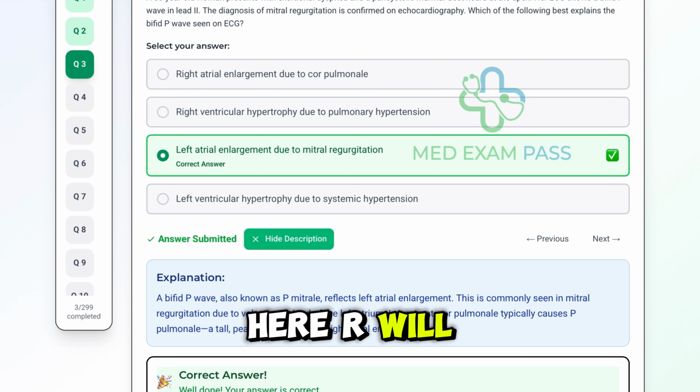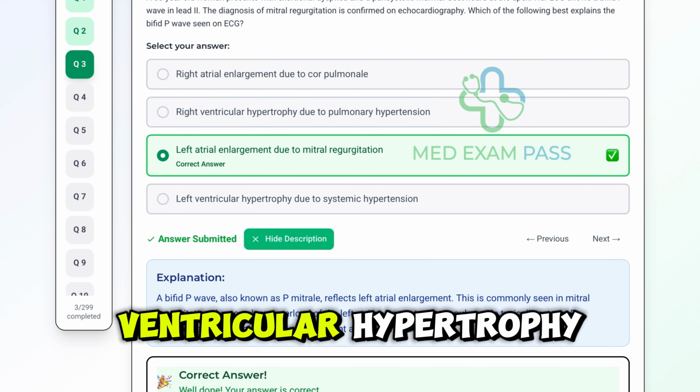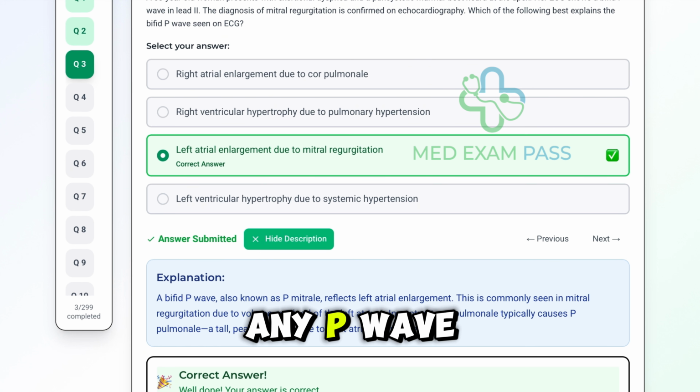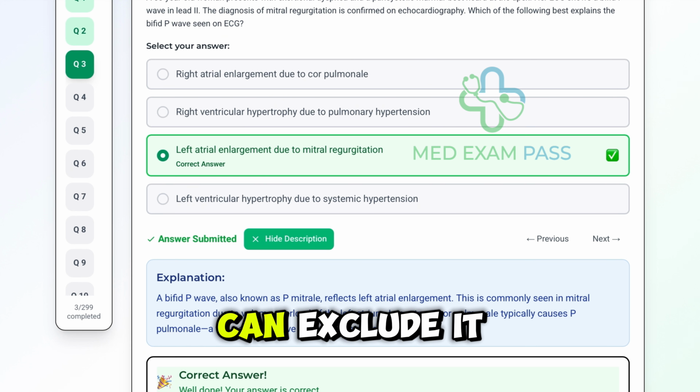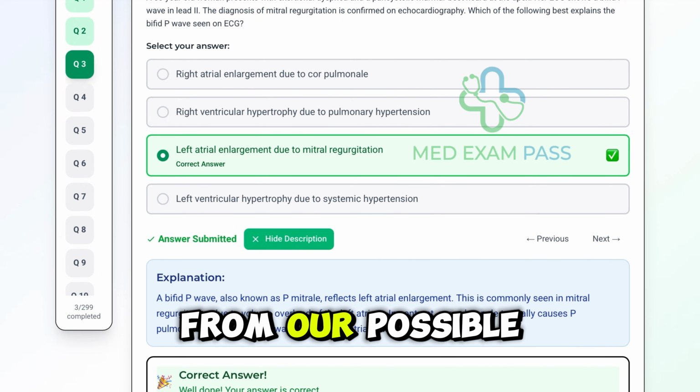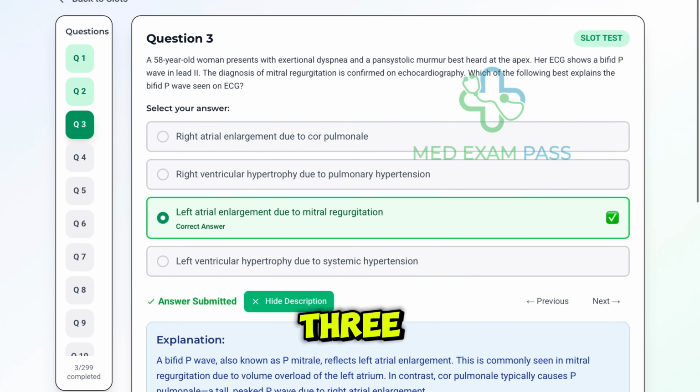Here the R wave will be very tall, but not in V1. It's most probably in V5 and V6. Left ventricular hypertrophy does not have any P wave changes, so we can exclude it from our possible diagnosis. So the right answer is number 3.